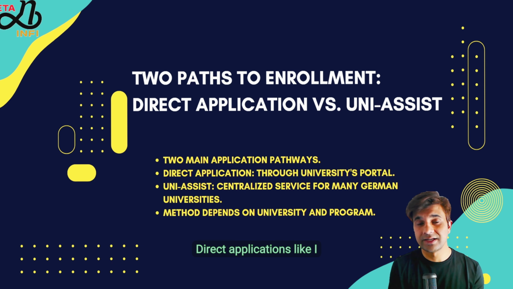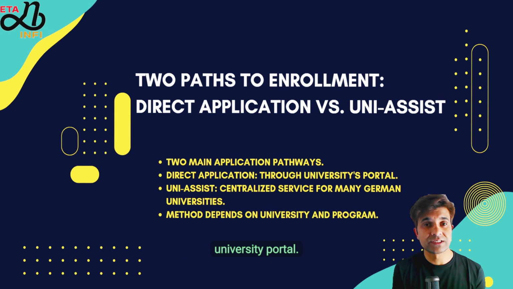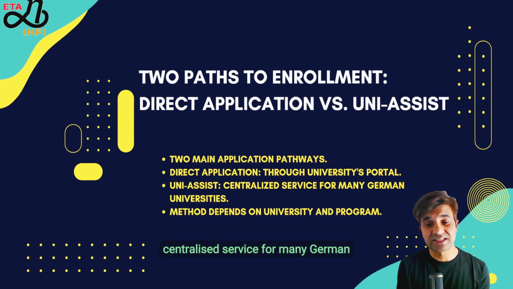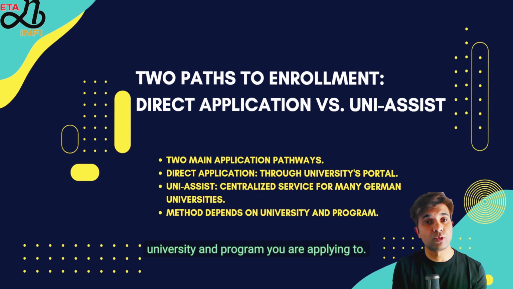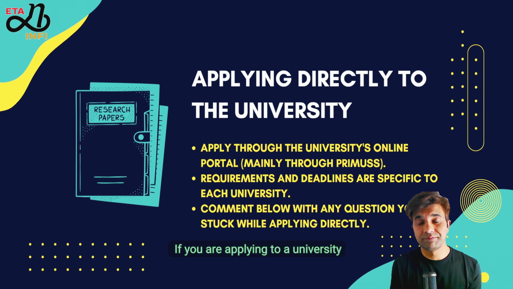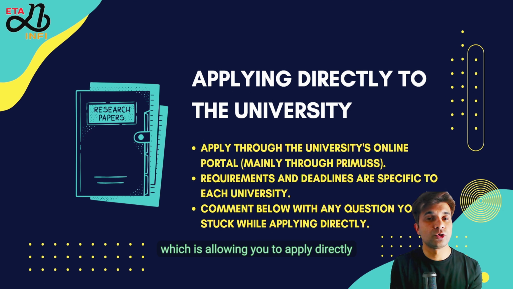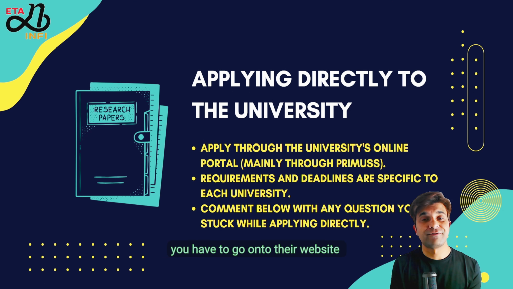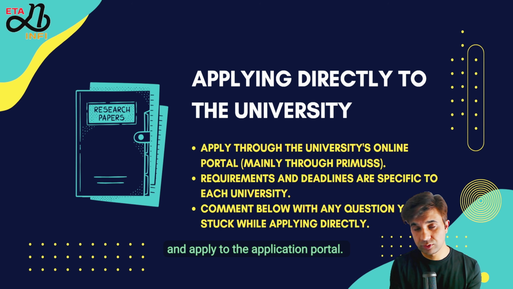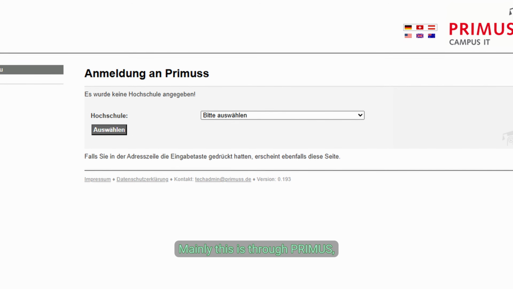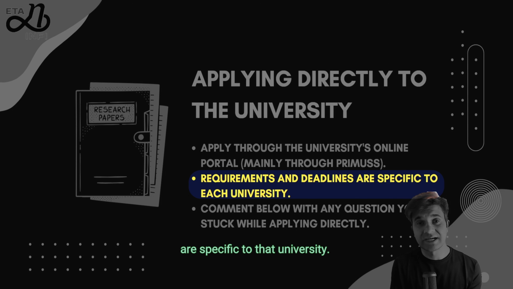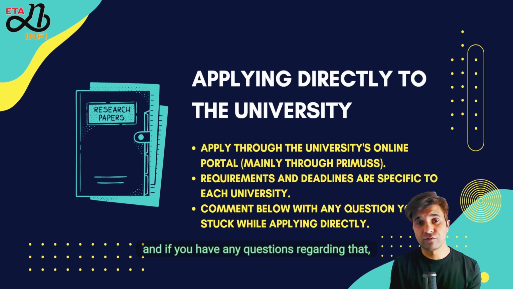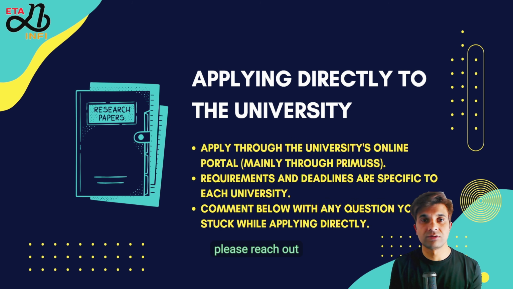Direct application, like I said, is more directly to the university portal. Uni-Assist is a centralized service for many German universities, and the method depends on the university and program you are applying to. If you're applying to a university which allows you to apply directly on the website, you have to go onto their website and apply through the application portal. Mainly this is through Primus, but it can vary from university to university, and requirements and deadlines are specific to that university. So make sure that you read that. And if you have any questions regarding that, please reach out in the comment section.